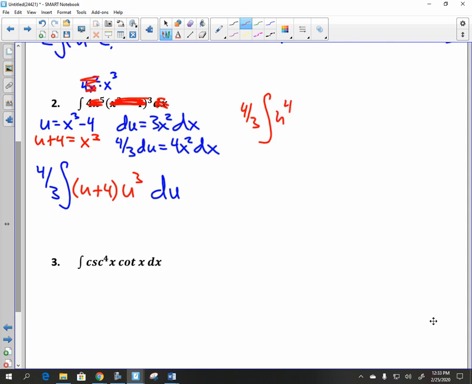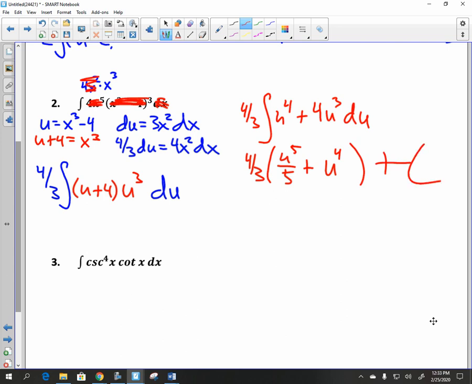All right, so we got 4/3 integral u to the 4th plus 4u cubed du. Antiderivative of u to the 4th is u to the 5th over 5, plus antiderivative of 4u cubed, just u to the 4th. Does that kind of make you happy when it just works out like that? It's like, oh yeah, that was very nice. Plus some constant.